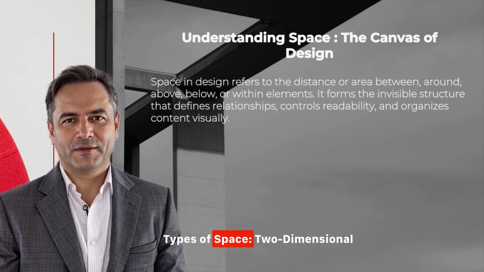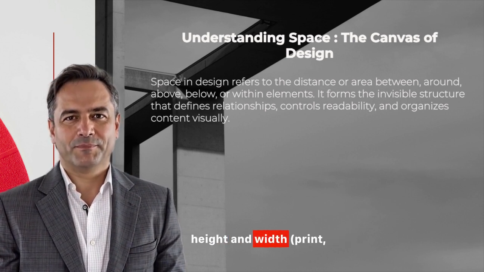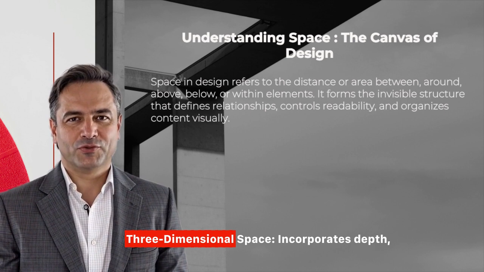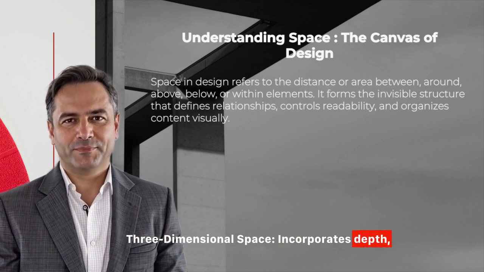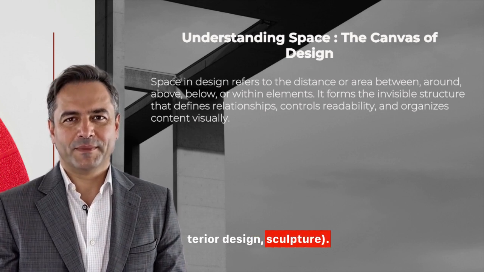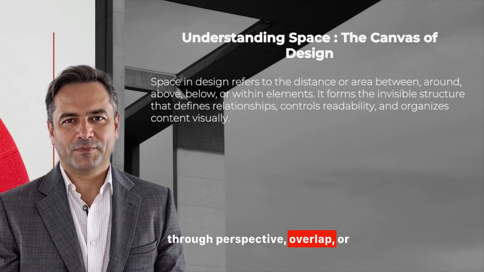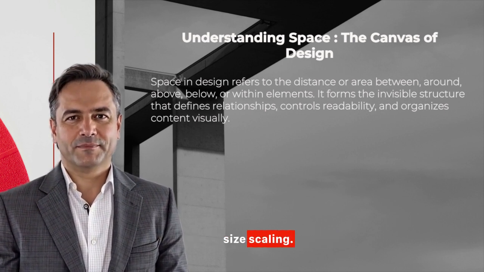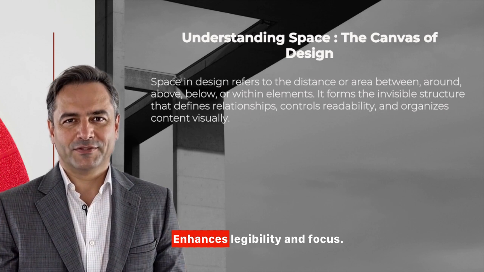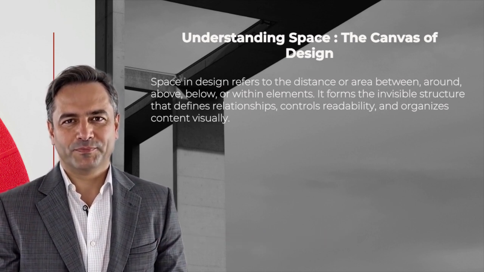Types of space. Two-dimensional space: flat layout with height and width, print, screen. Three-dimensional space incorporates depth, volume, and perspective, interior design, sculpture. Implied space: depth suggested through perspective, overlap, or size scaling. The role of space: enhances legibility and focus, establishes visual breathing room.